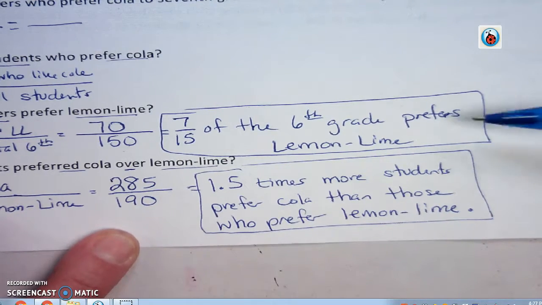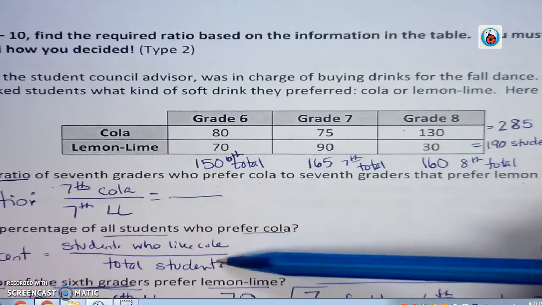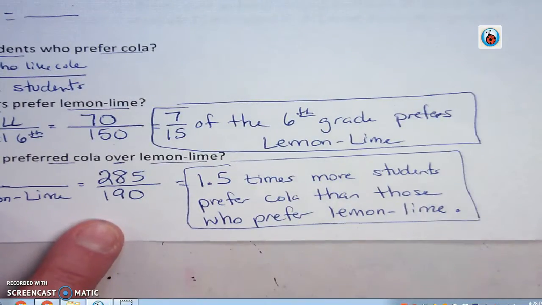So I went over how to set up problems 7 and 8, and these are the answers for 9 and 10. So show your teacher these corrections on a separate piece of paper, and you can go from there.